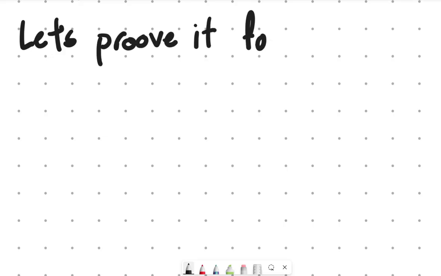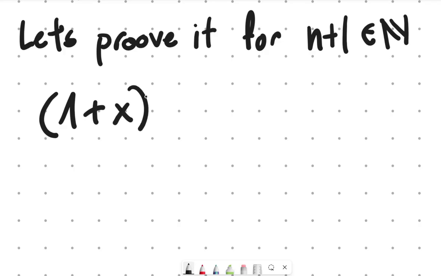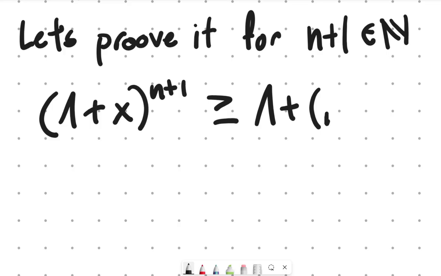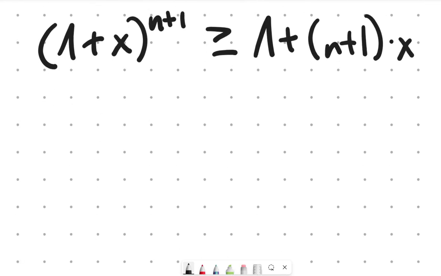which is also in the natural numbers, since the natural numbers are governed by the Peano axioms. So if we prove it for the n + 1th iteration, we can prove it for all natural numbers, since every natural number comes after a natural number. So we have to prove that (1 + x)^(n+1) is actually bigger or equal to 1 + (n + 1) times x. If we can prove this, then we can prove that it's actually real.